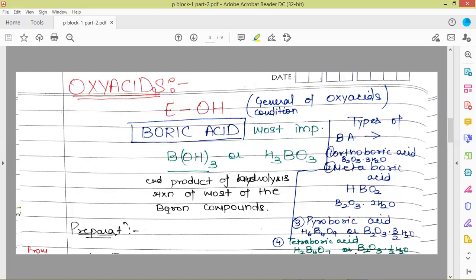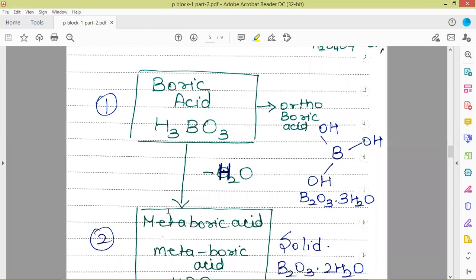This is also called orthoboric acid, to be precise. Actually, boric acids are of 4 types: orthoboric acid, metaboric acid, pyroboric acid, and tetraboric acid. Here we have shown all the 4 boric acids. The first one is orthoboric acid. Here you will have to memorize its formula, H3BO3, and the rest of the boric acids you can get from this one.